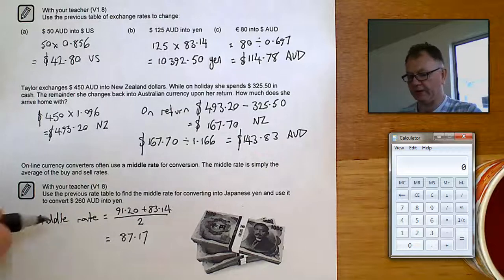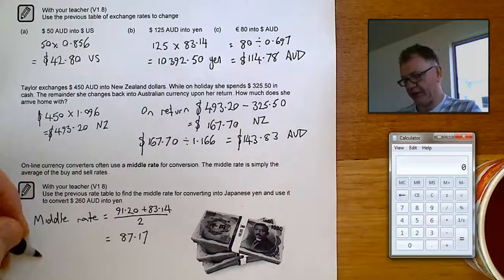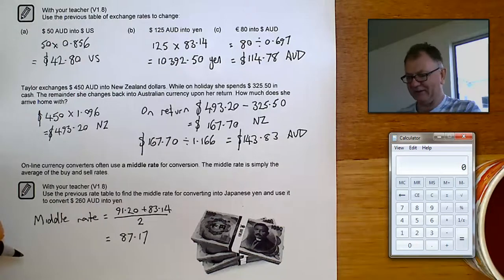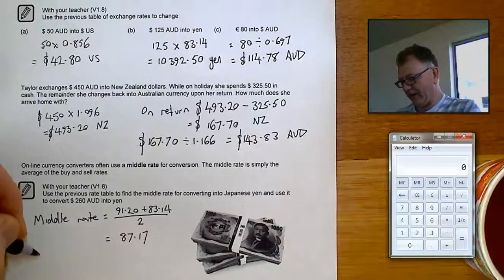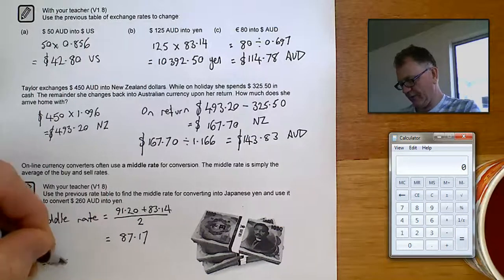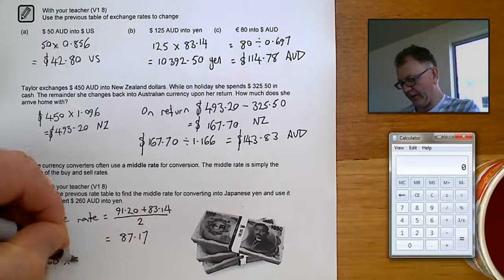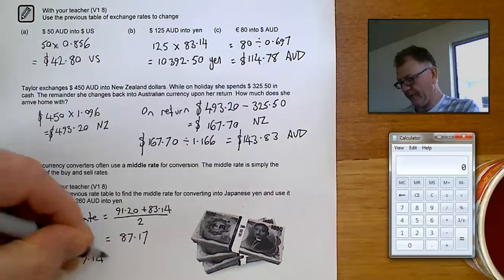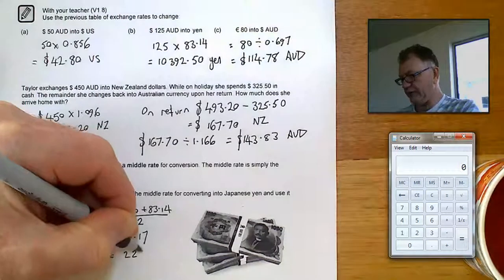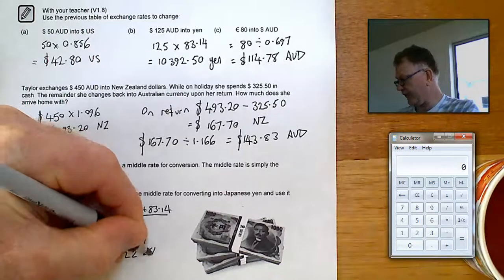Okay, we're going to use that now to work out how much she's got on return. So, big one, how much she gets in Japanese yen. So, she had 260 Australian, multiplied by the exchange rate, should give her 22,664 yen.